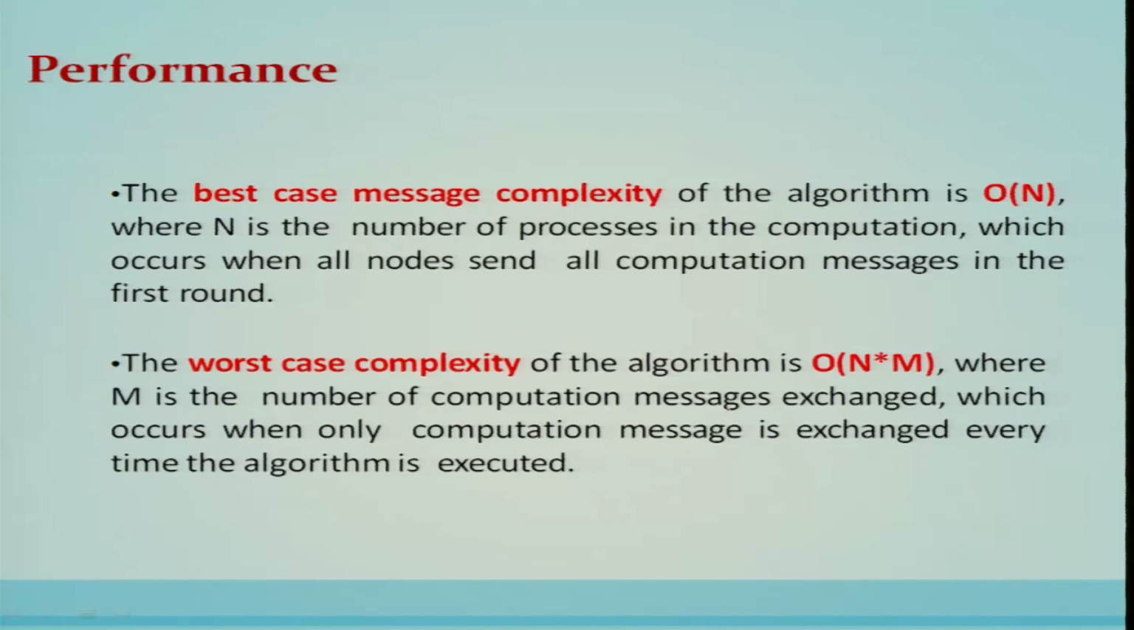Now performance: the best case message complexity of this algorithm is of the order n, where n is the number of processes in the computation, which occurs when all the nodes send all the computation messages in the first round. The worst case complexity of this algorithm is of the order n times m, where m is the number of computation messages exchanged. If only one message is exchanged, it will iterate 2 times, 3 times, and so on. So the number of times this algorithm iterates outwards and inwards depends upon the number of messages.